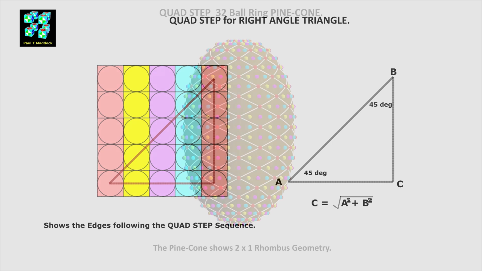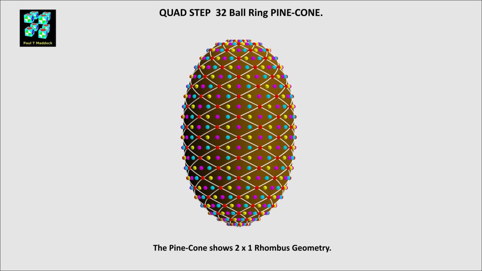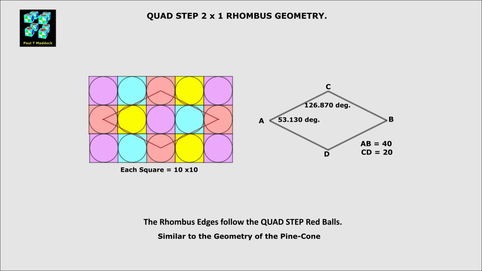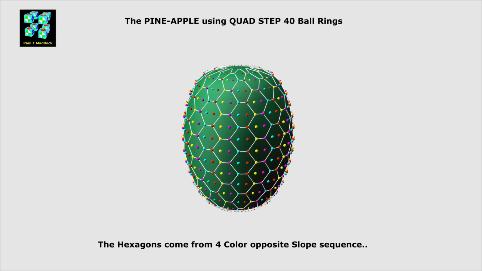Okay, for the next example, I'm going to show you the pine cone first. And on this one, it shows a 2-to-1 rhombus. Okay, let's take a look at this quad step geometry. Now I show each of the squares as 10 by 10s, and I show the calculations as well. Please don't give me a hard time if I screwed up on the calculations. Okay, the next is going to be the pineapple.